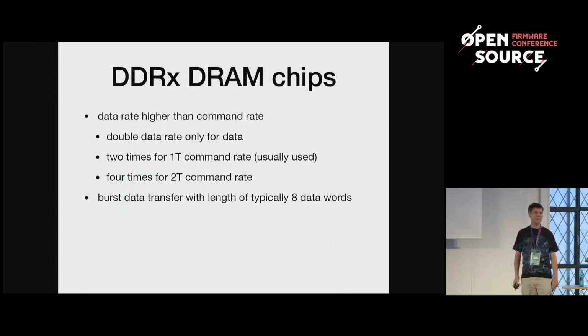Yeah. The data interface is at a double data rate. Basically, it uses both edges of the strobe signal to transmit data. But the command interface only uses one edge of the clock. So basically the data rate is at least double of the command rate.